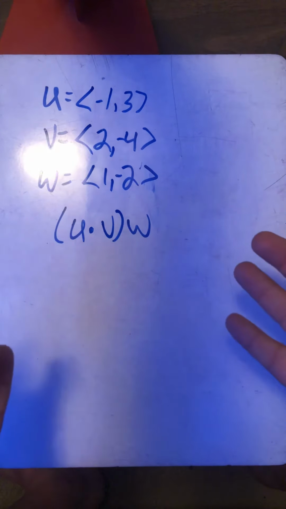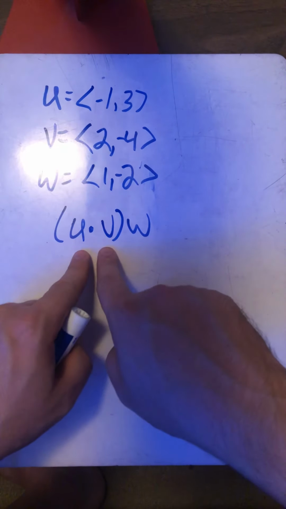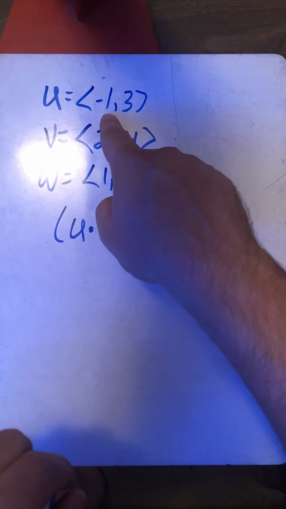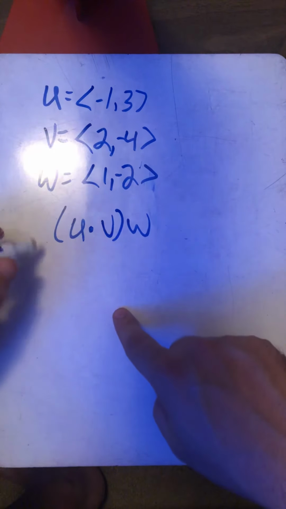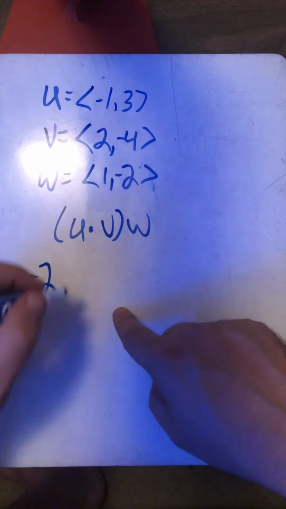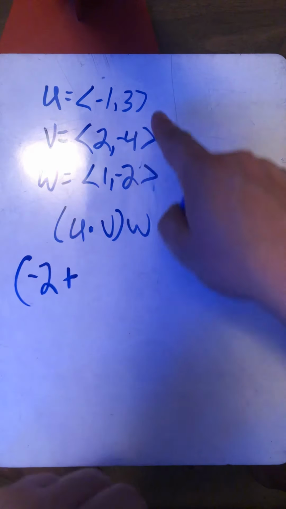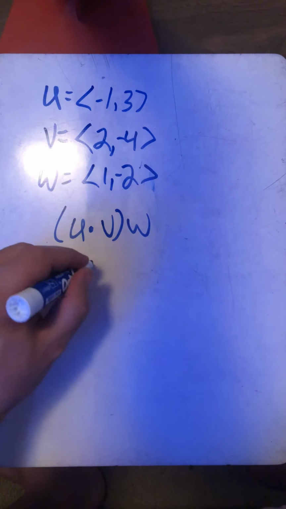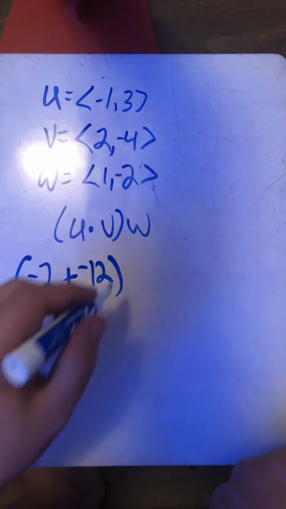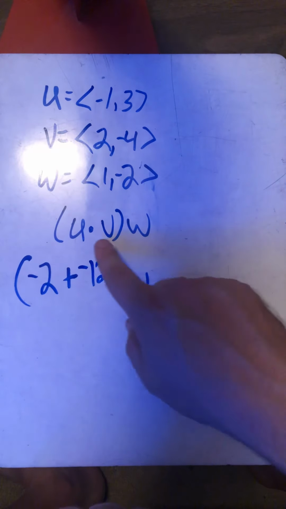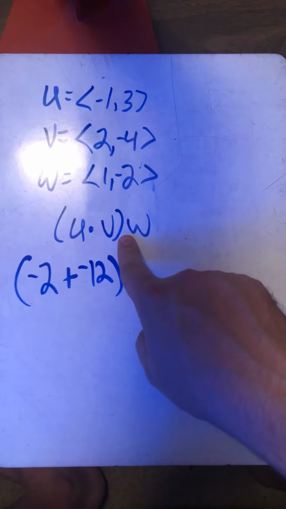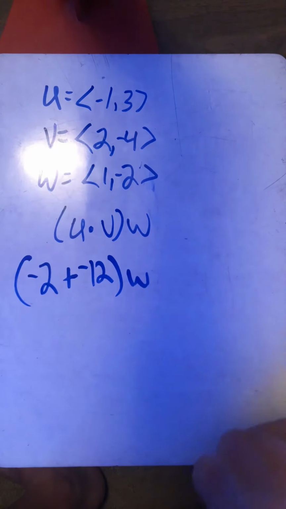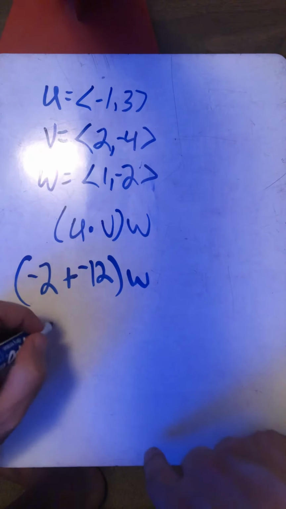So, order of operations: start on the inside of the parentheses. We're going to take u dot v. So x component times x component: negative 1 times 2 is negative 2. We add to it 3 times negative 4, which is negative 12. And then that is times w. Notice this has a dot and this does not. Two distinctly different things going on here. Add them together, and now we have negative 14.